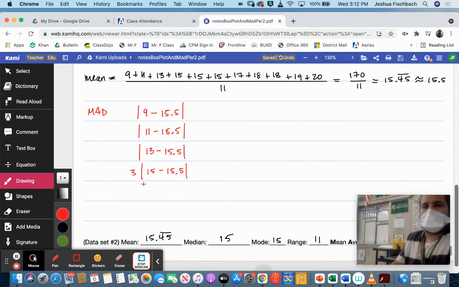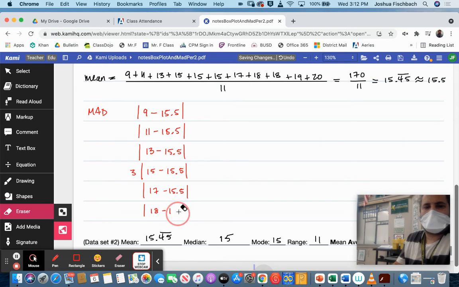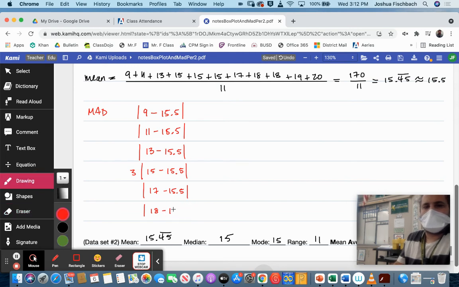Then you've got the absolute value of 17 minus 15.5. Then you've got the absolute value of 18 minus 15.5. But that doesn't happen just once either. The 18 happens twice. So you're going to do that result times 2 to get the total deviations for that. And then you've got 19 minus 15.5, and you want to take the absolute value of that. And then you've got 20 minus the 15.5, and you want to take the absolute value of that.